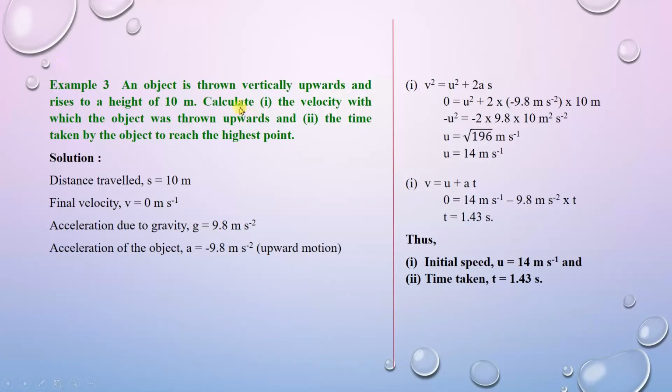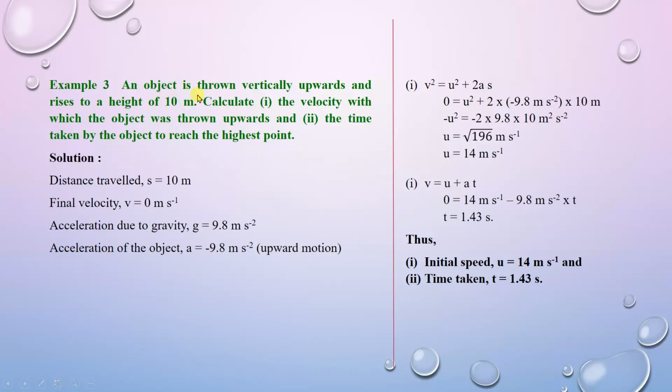Here an object is thrown vertically upward and rises to a height of 10 meter. At the highest point its velocity will be 0. Remember this, okay? It rises up to the height of 10 meter. Calculate the velocity with which the object was thrown. It has not asked for the final velocity, it has asked with which velocity it was thrown. So we have to find u. And also the time taken by the object to reach the highest point, how much time it will take to cover this 10 meter.